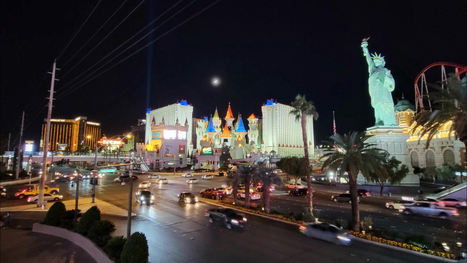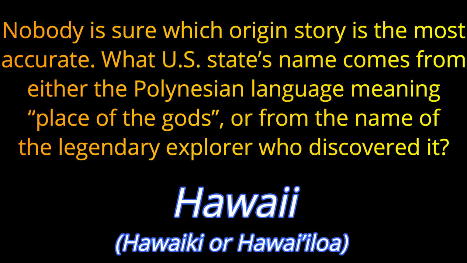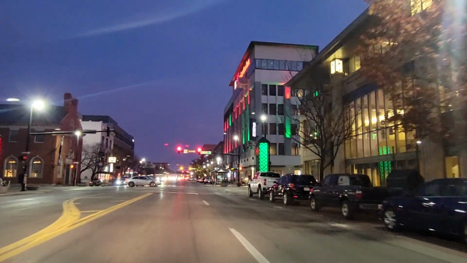Question 20. Nobody is sure which origin story is the most accurate. What U.S. state's name comes from either the Polynesian language, meaning place of the gods, or from the name of the legendary explorer who discovered it? The answer is Hawaii. And it was either named after Hawaiki or Hawaii Loa. Either way, Polynesian language should have given it away. The answer to 20 is Hawaii.